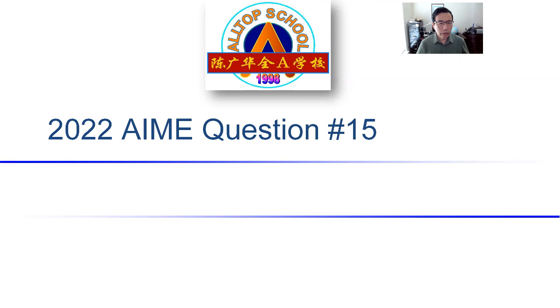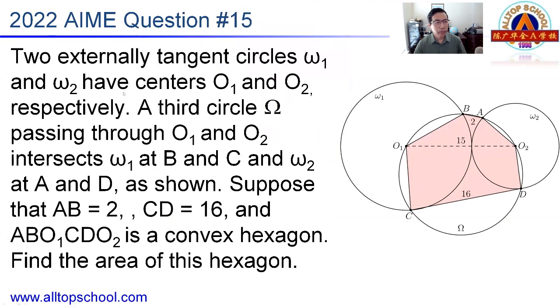Welcome to Alltop School classroom. This is the question for 2022 AIME question number 15. Let's look at the question. Two externally tangent circles omega 1 and omega 2 have centers O1 and O2 respectively.